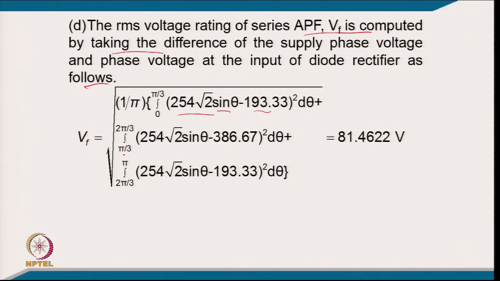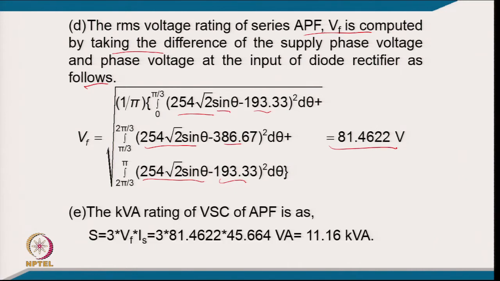squared d theta, plus the second segment of pi by 3 to 2 pi by 3, again the same sine wave minus 2 VDC by 3, that comes to 386.67, squared d theta, plus the last segment up to half a cycle, 2 pi by 3 to pi, again the sine wave of 254 into root 2 sin theta, and then VDC by 3, squared d theta. If we calculate this total RMS which the series active power filter is supposed to inject, it comes to 81.4622 volt.